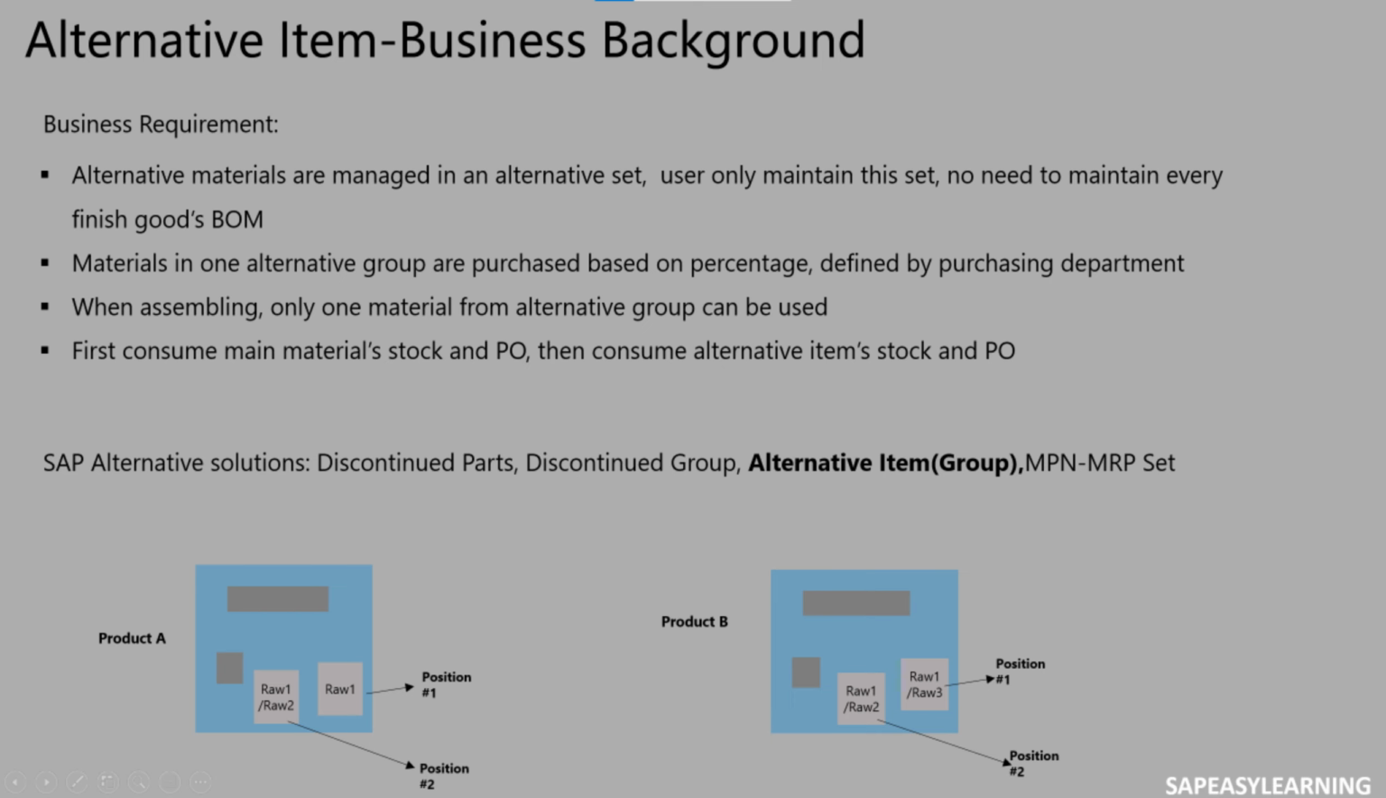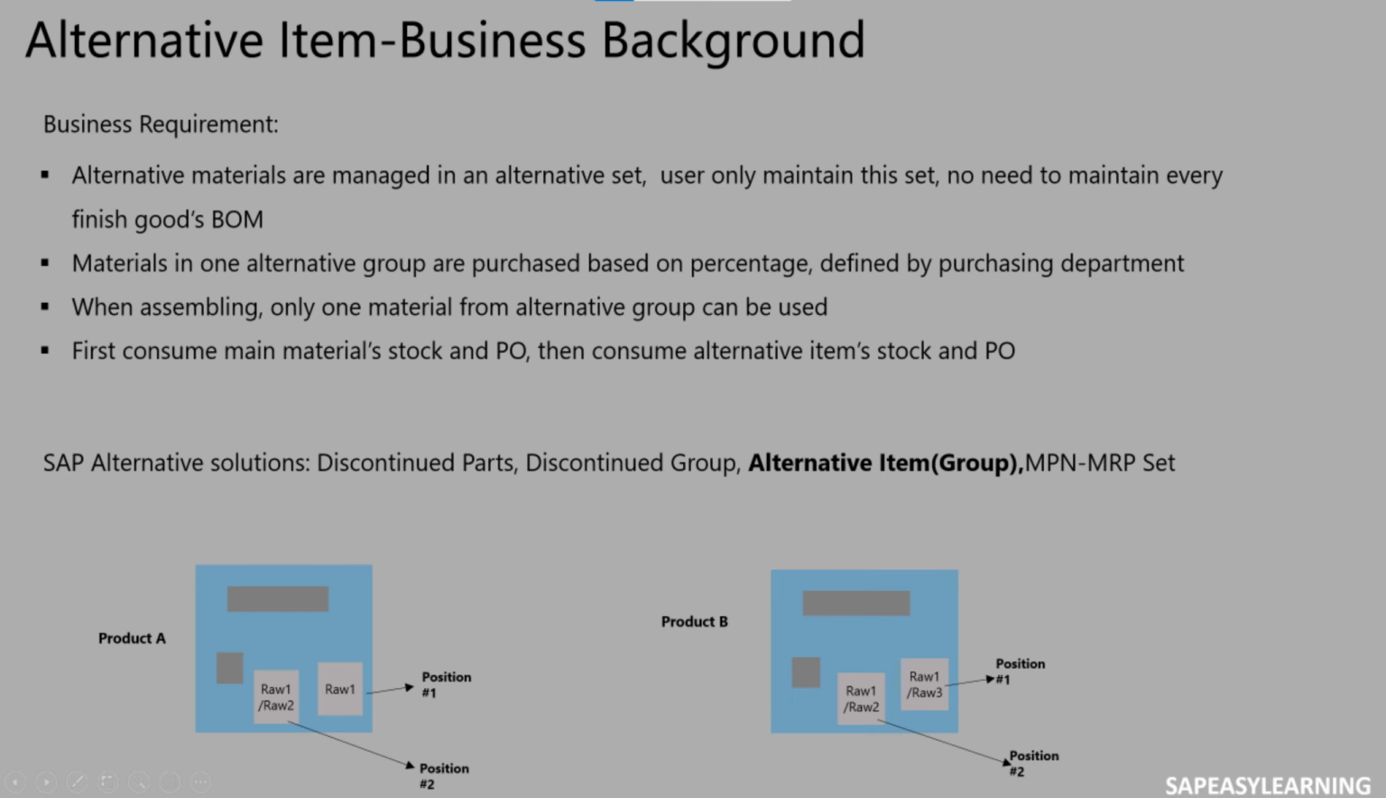Here is one of my client's requirements. First, the alternative relations can be easily maintained. They can add or delete materials from an alternative set. Then it can affect all finished goods that have this alternative set. Because the change of alternative materials happens very frequently, they don't want to update hundreds of finished goods BOMs every time.